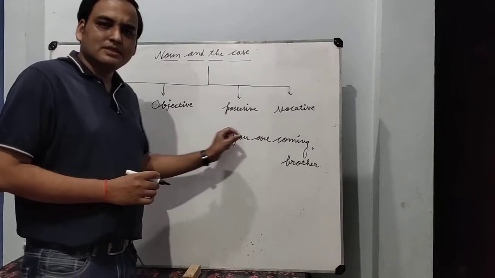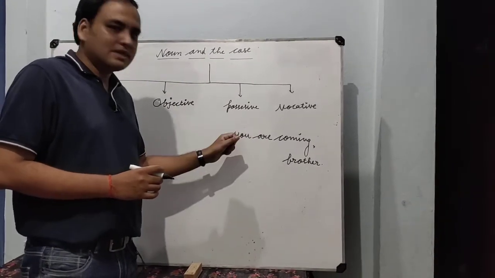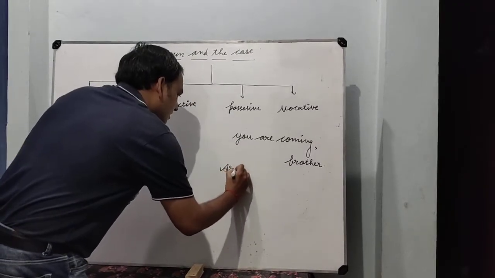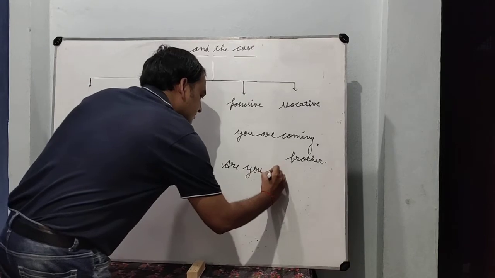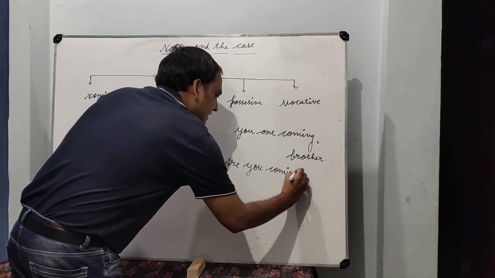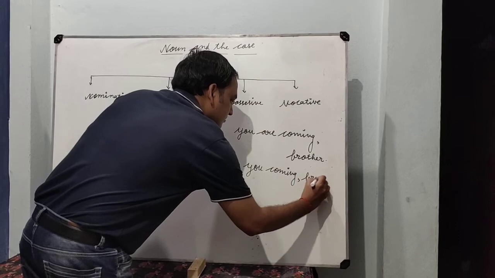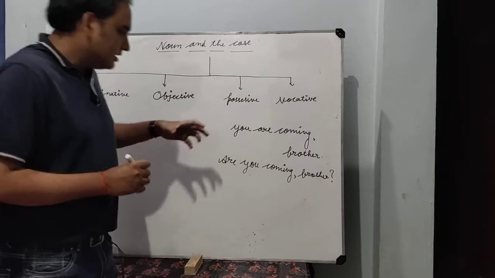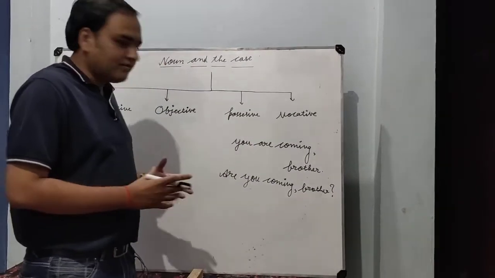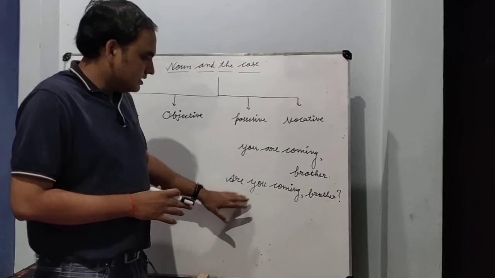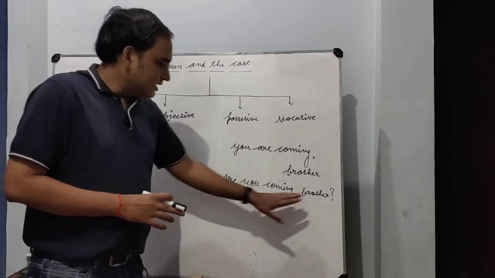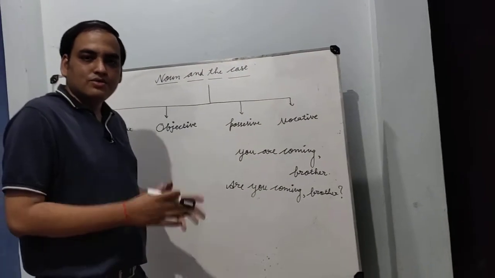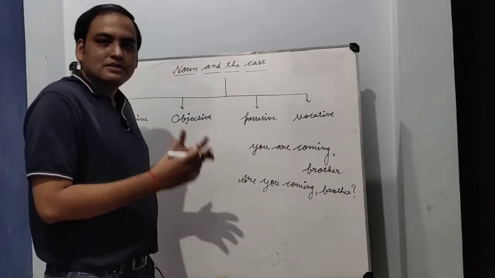This is a simple sentence, but if we convert this sentence into vocative case, we will write here: are you coming, brother? Okay, this is the sentence. This is in the question form. This is an interrogative question. Here someone is called, and he is brother. So in the vocative case we use a noun that is called by someone.